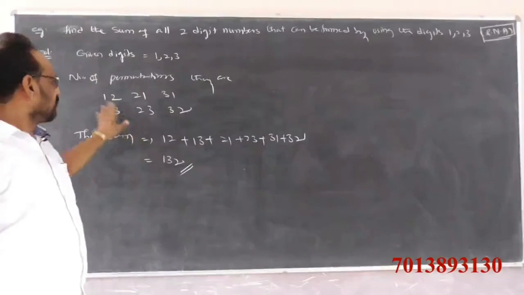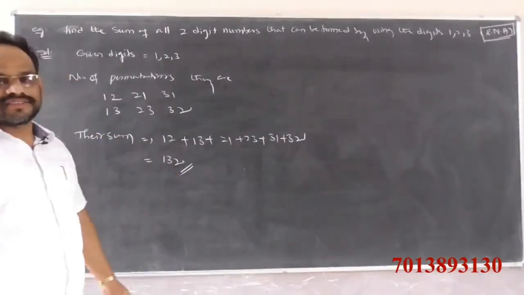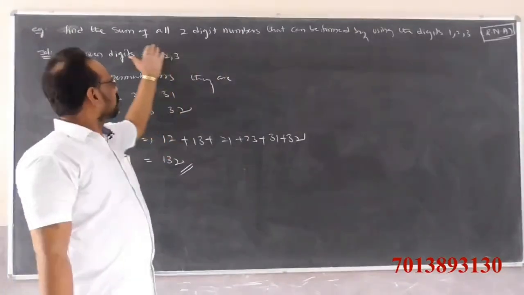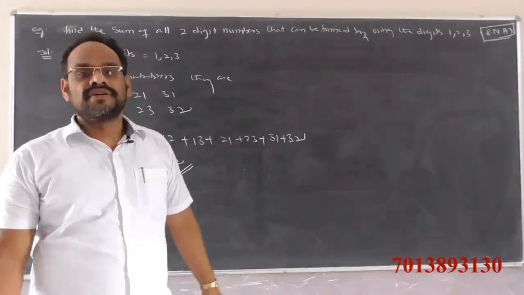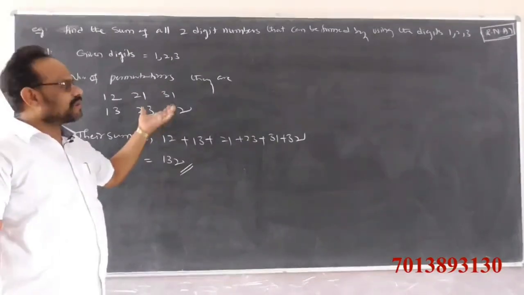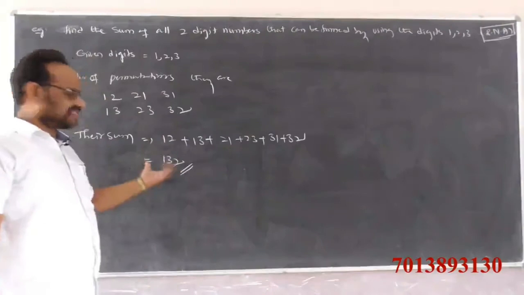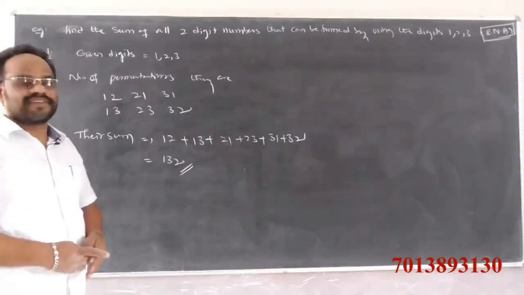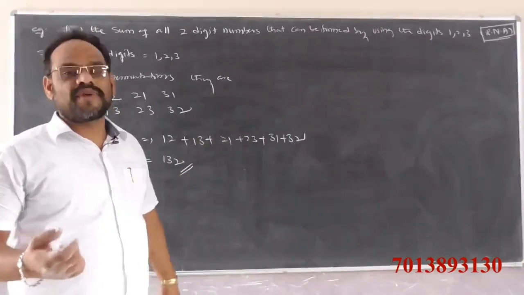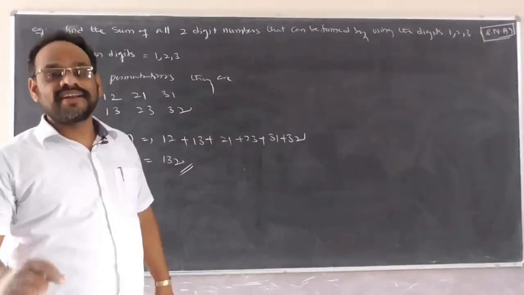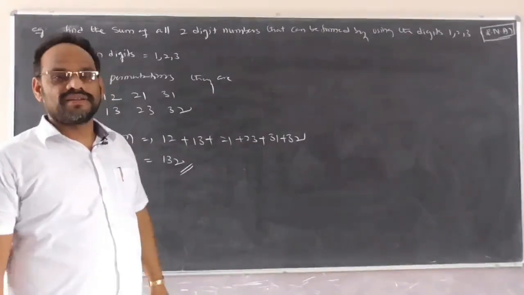How to find the sum? This is the process: 12 plus 13 and so on. How many arrangements? 1, 2, 3, 4, 5, 6, six arrangements. We want the sum. So how to calculate the sum of all five-digit numbers that can be formed by using the digits 1, 2, 3, up to 10? By writing all the numbers using those digits, clearly it is difficult to calculate the sum. So what is the formula to calculate? The sum of all r-digit numbers that can be formed by using n different things, we have a formula. Observe here.